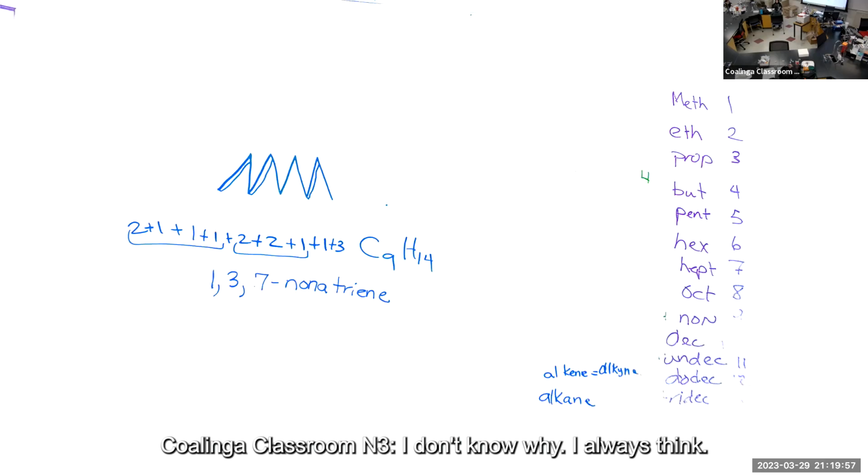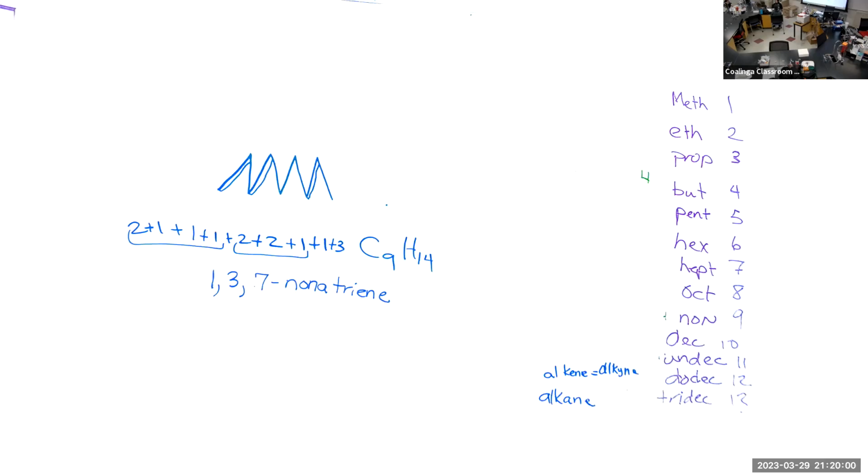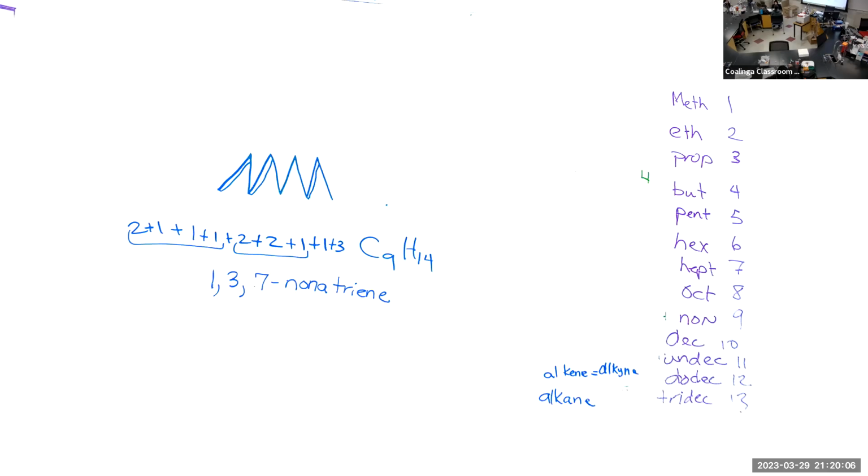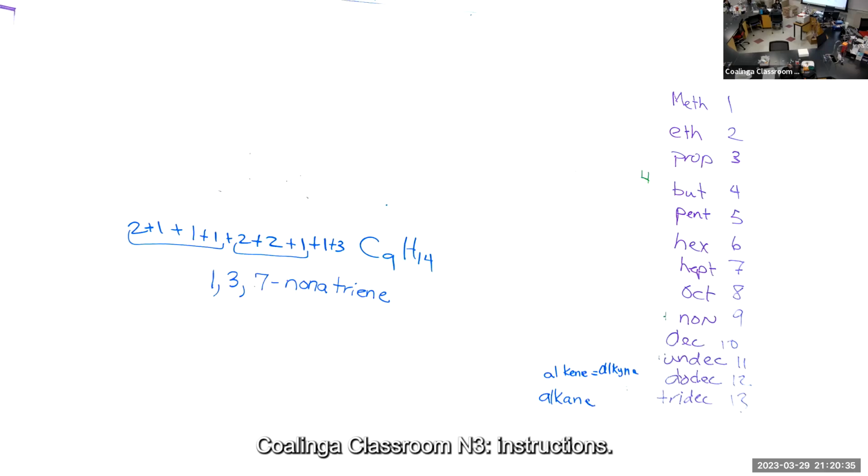I don't know why, I always think triple bond should be better. But that's common. Okay. Now we're going to talk about the triple bond. Okay. And then we'll add on the double bond. So because it's a triple bond, instead of doing that, you just go like up, down, up, down, up, down. Right? Triple bonds, you can't do that because they're going to form linear structures. So, yeah.